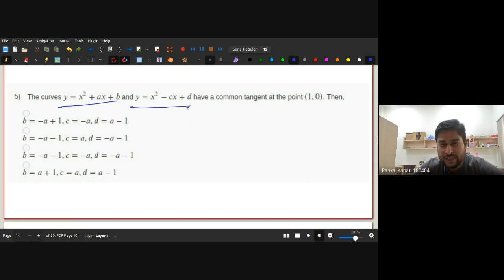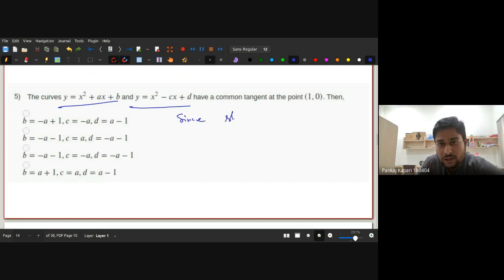Because they have a common tangent at (1, 0), the common tangent means their slope of the tangent is the same, right? So what is the slope of the tangent? The slope of the tangent is given by the derivative.